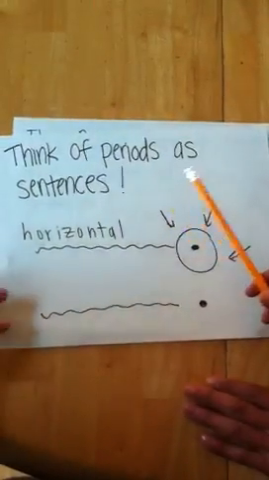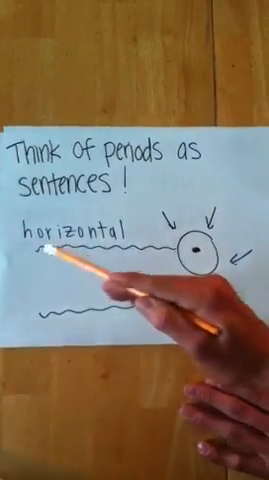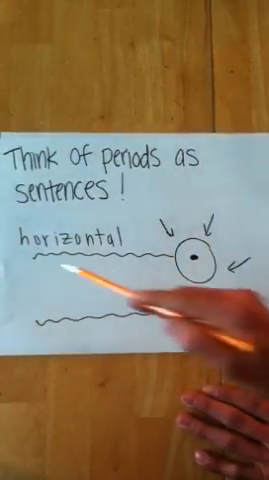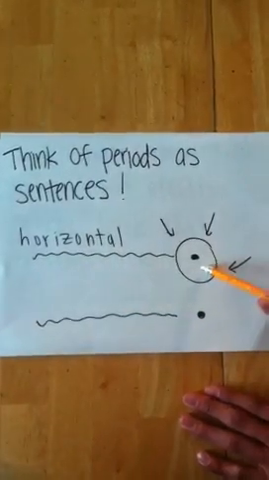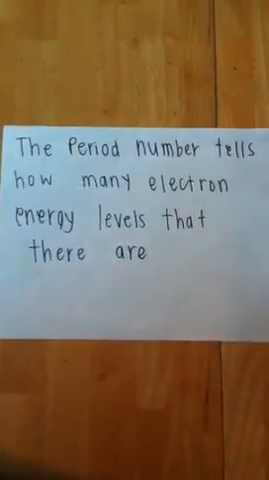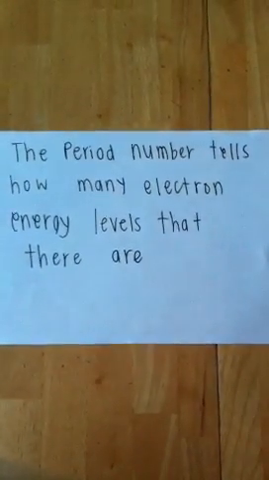Now think of periods as sentences in a book. So when we read a book, we read it from left to right, just like when we read the table of elements. And each sentence ends in a period. Get it, right? So the period number will tell you how many electron energy levels there are.